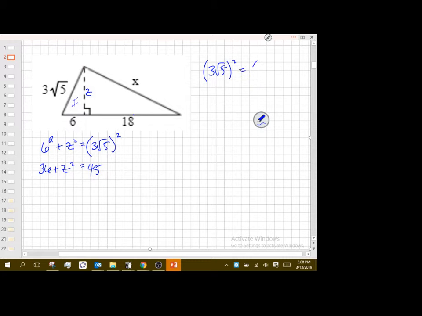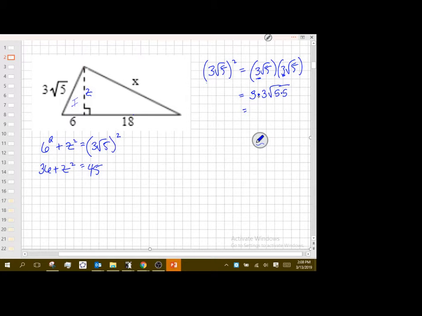Think about what that means. It means 3 radical 5 times 3 radical 5, right? That means 3 times 3, right? We multiply the numbers on the outside, and then we multiply the numbers on the inside. Does that make sense? We multiply the numbers on the outside, they stay on the outside. We multiply the numbers on the inside, they stay on the inside. What's 3 times 3?